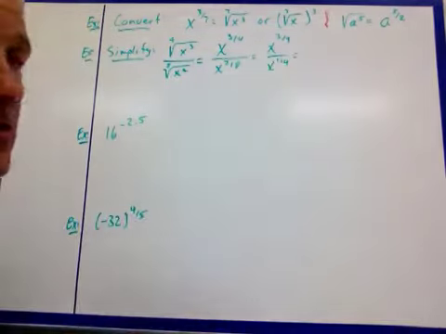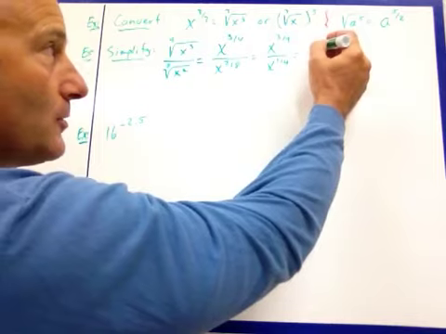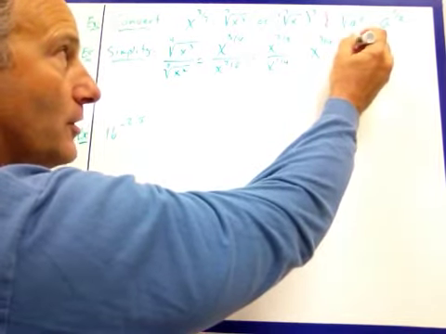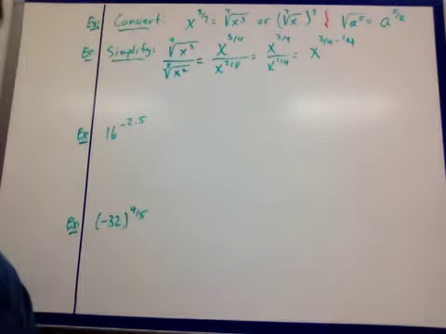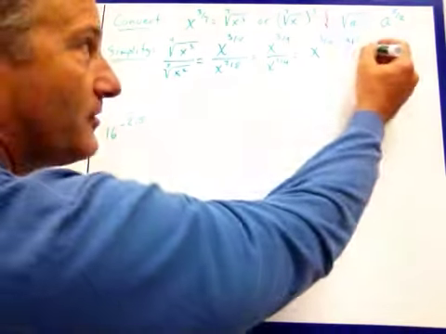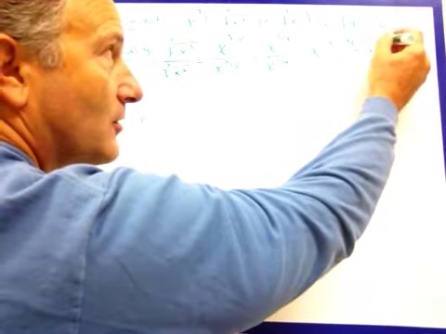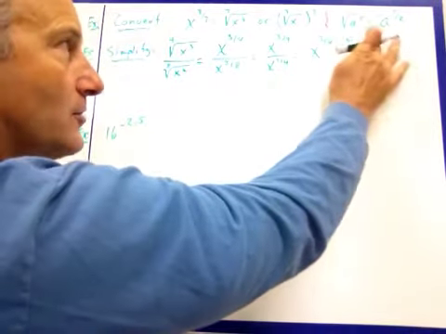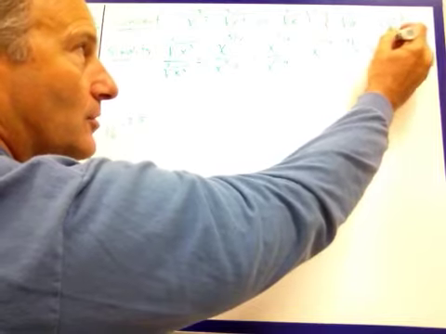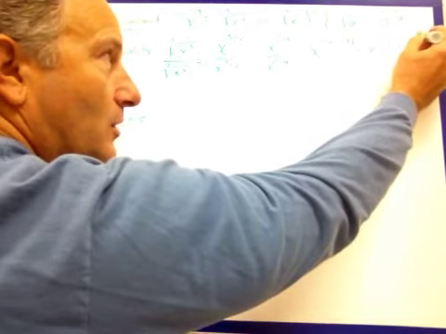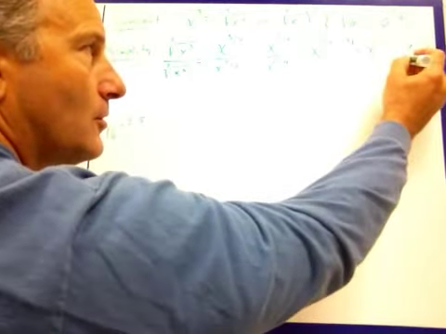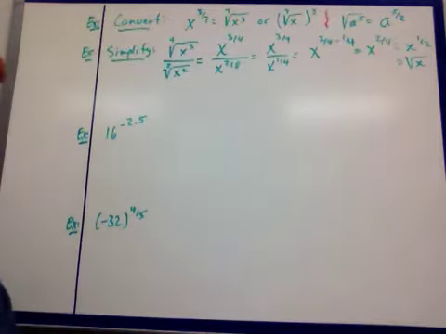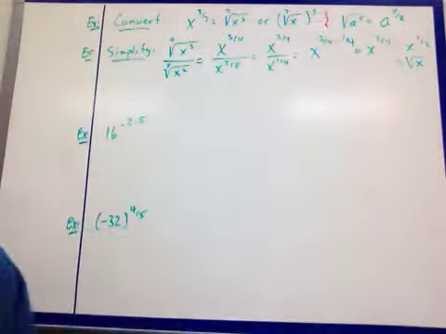This is division, so we subtract the top exponent minus the bottom. 3/4 minus 1/4. Remember, when you add or subtract fractions, you've got to have a common denominator, which we have here. 3 minus 1 is 2. I'll just write the whole thing out: 2/4. That's the same as x to the 1/2. And if you want to write it in radical form, it'd look like that, the square root of x. Okay, that's rational form. That's radical form.